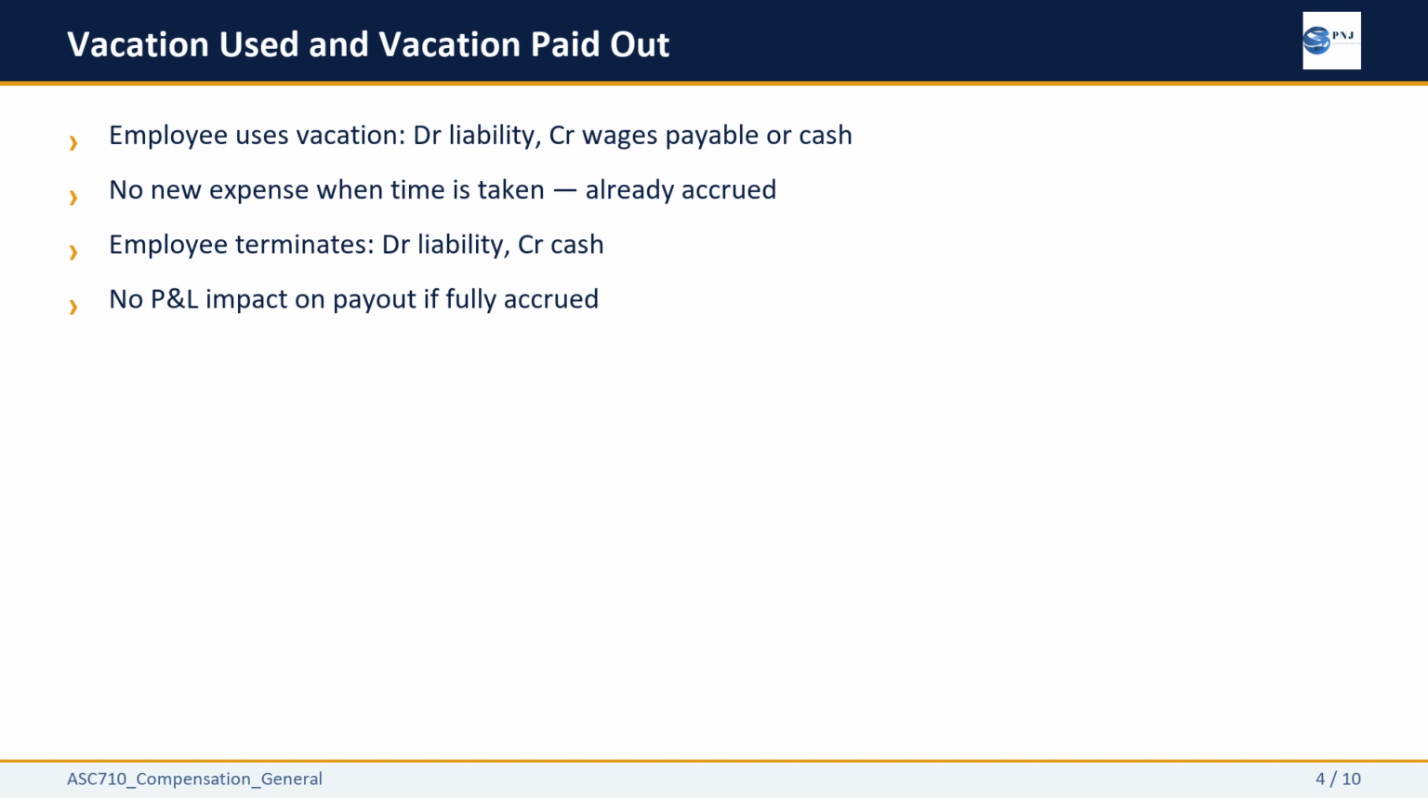The same logic applies when an employee terminates and receives a vacation payout. If the accrual was accurate, there is no income statement impact on the day of termination. The liability that had been building disappears against the cash payment. If the accrual was off, you record the difference, but ideally, your estimates eliminate that gap.